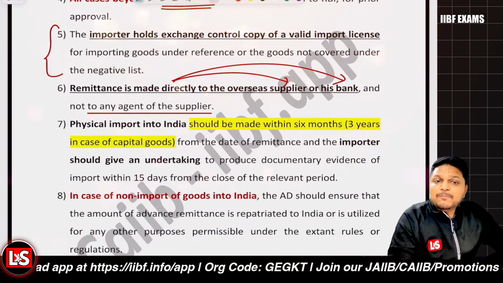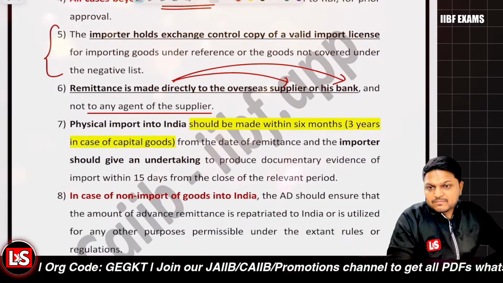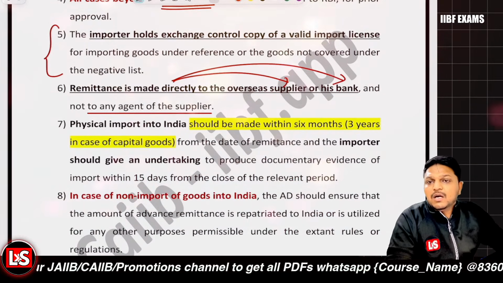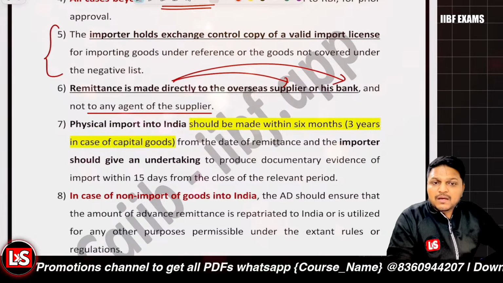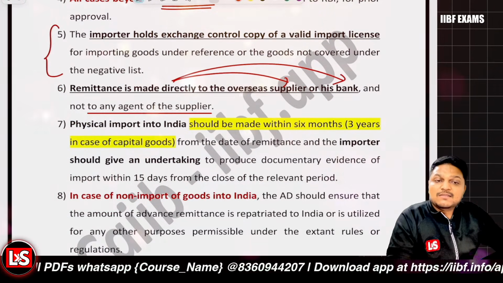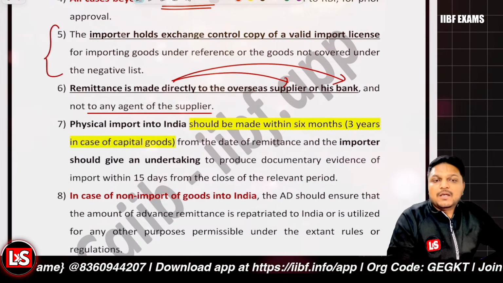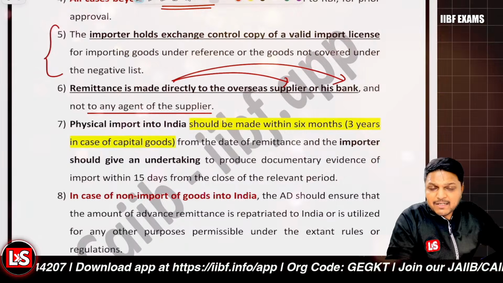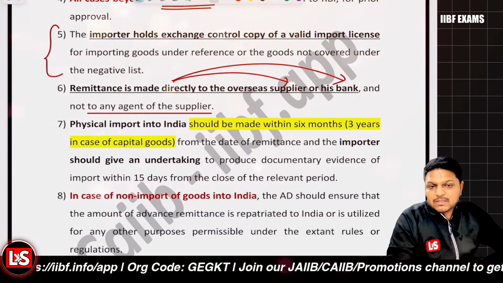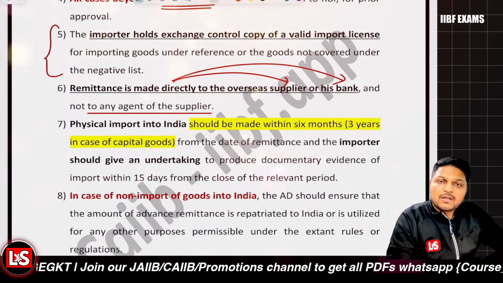And physical import into India should be made within a 6 month period. In case those are capital goods, then the maximum period allowed for the import to be made is 3 years, but in general it is basically 6 months. So from the date of remittance, within the period of 6 months, the import must be there, and an undertaking is to be given by the importer that the documentary evidence is to be given within the close of the particular half year.